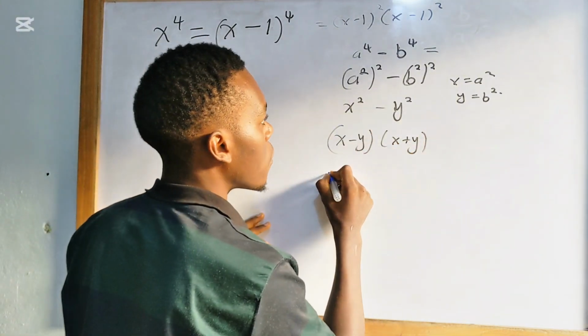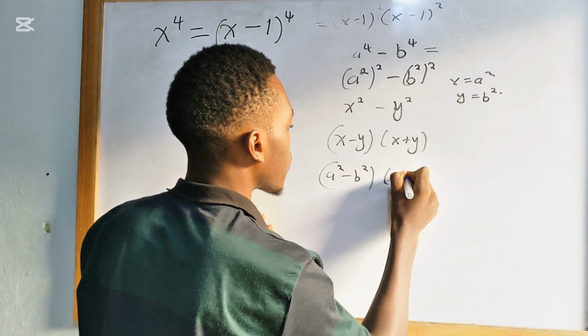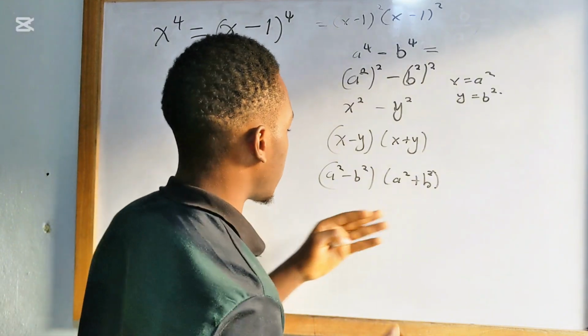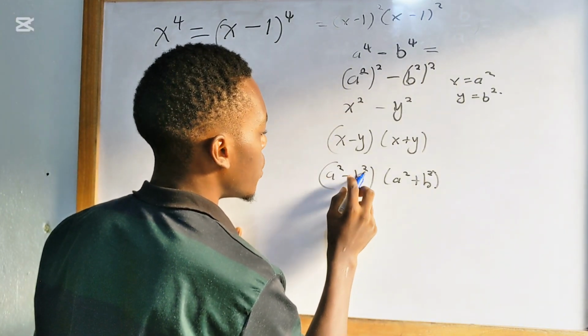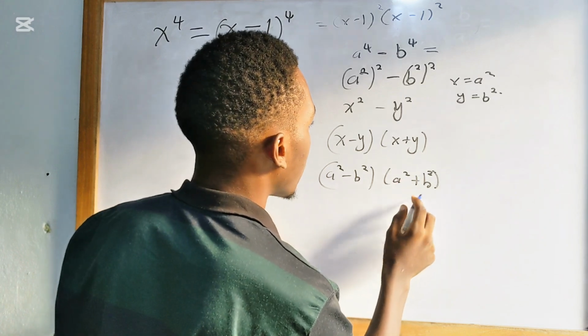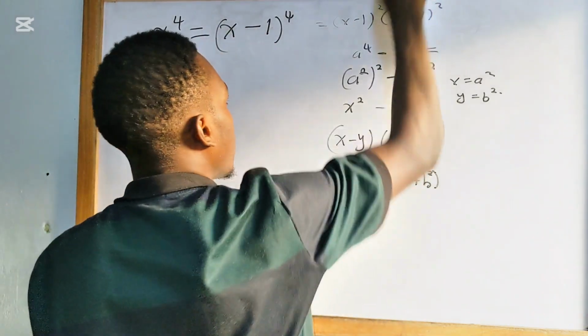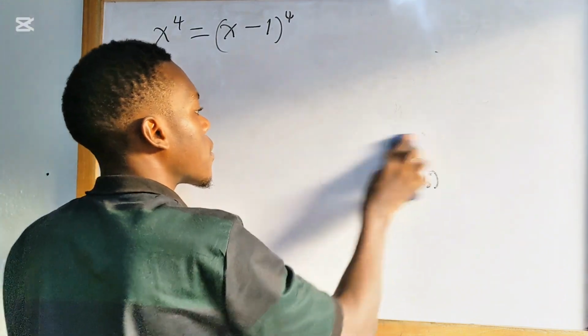Hence, from this point, we are going to have a square minus b square and a square plus b square. At the end, we are going to simplify further. Now a square minus b square we can expand, and a square plus b square, we are going to have something like this at the end and simplify further. Then apply it here and solve.